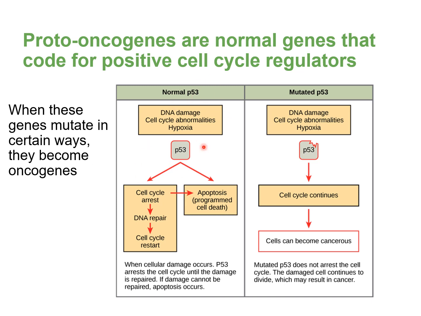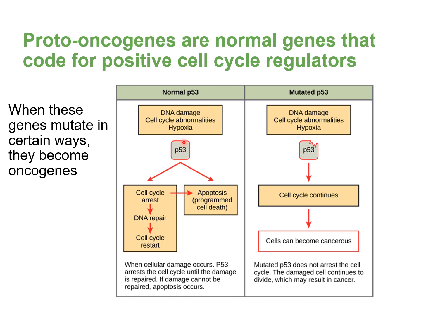So you can see a normal P53. So DNA damage, cell cycle abnormalities with hypoxia. We can go into cell cycle arrest and go into DNA repair and then restart the cell cycle. Or if we stop the cell cycle, we could just do apoptosis, which is programmed cell death, right? And that's ideally what we want to see.